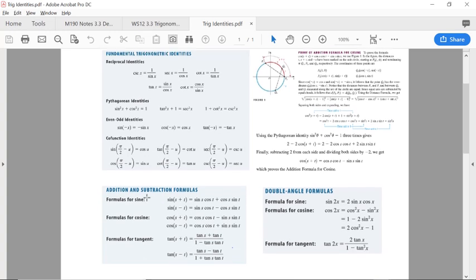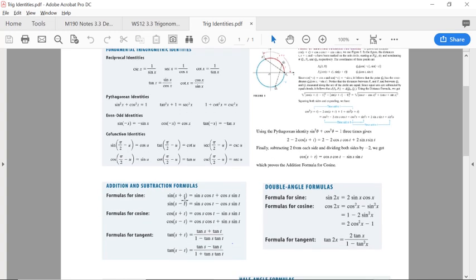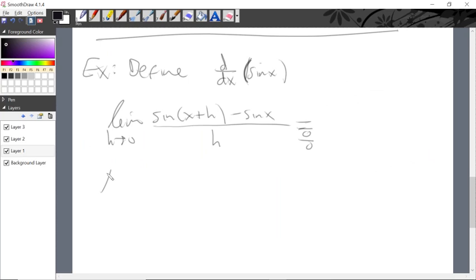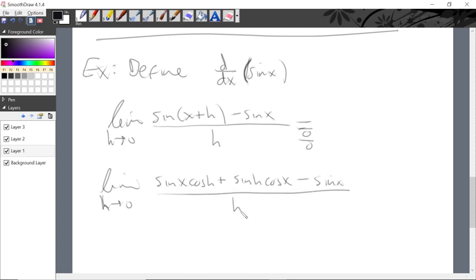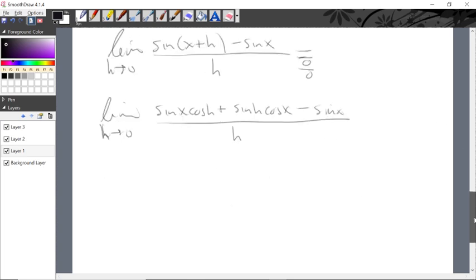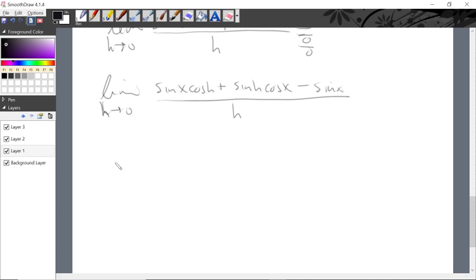Here's the sine of a sum. The sine of s plus t gives us the sine of s cosine t plus cosine s sine t. So let's use that. The limit as h goes to 0 of the sine of x times the cosine of h, plus the sine of h times the cosine of x, and then we subtract the sine of x as the last term, all over h. So we have three terms here in the numerator.